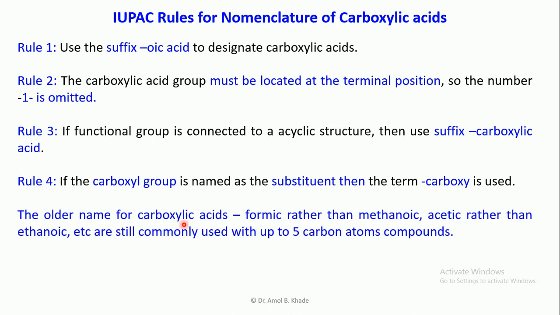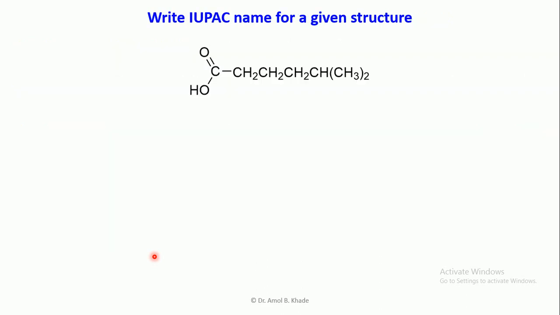Then we find in the books that the older names are still preferably used for compounds having up to 5 carbon atoms. For example, we find the name formic acid rather than methanoic acid, or acetic acid rather than ethanoic acid. So still these are commonly used, and in some books they are widely preferred for naming the structures of the compounds.